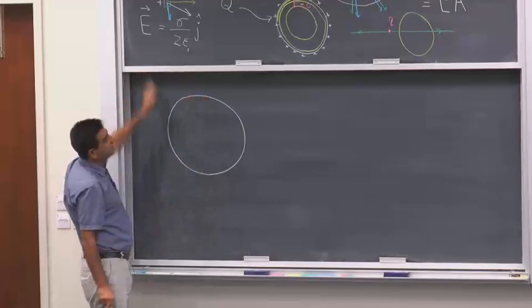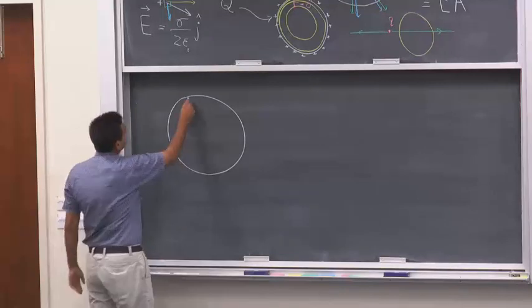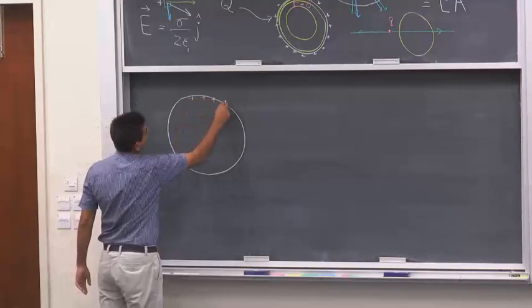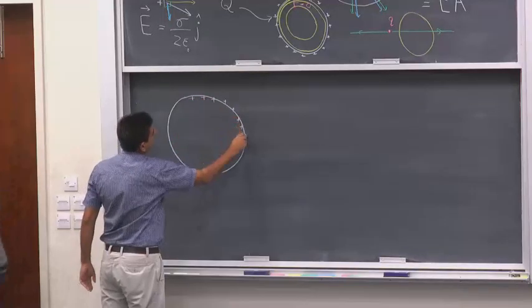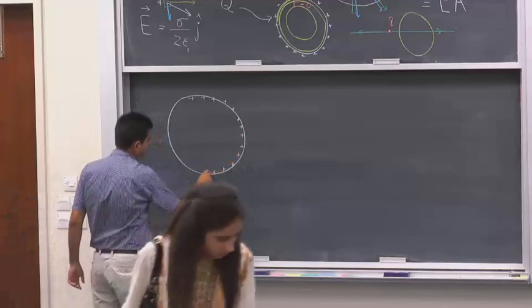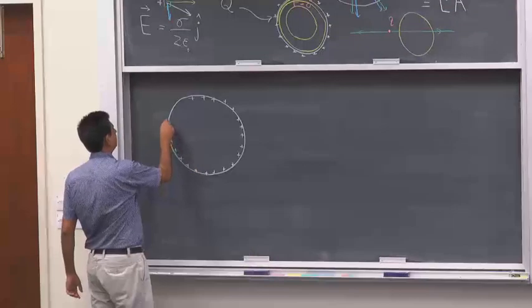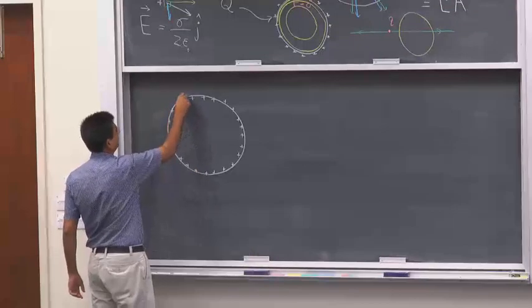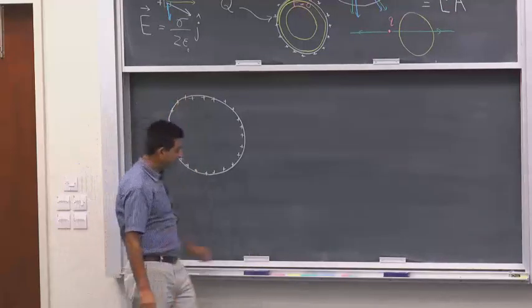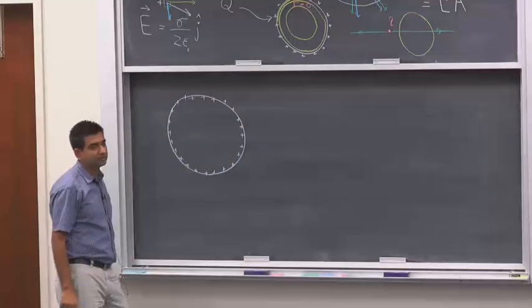So if this is a uniform sphere, a metal or a conductor, and all the charge is on the outer periphery, it's just on the skin. No charge inside. No net charge inside. Now I would like to draw the electric field due to this charge distribution.